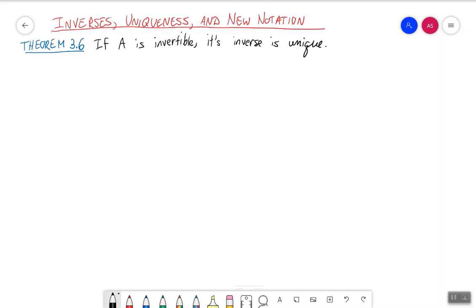If a square matrix A is invertible, its inverse is unique. In other words, there's only one inverse. So let's prove this. Suppose we have two inverses.